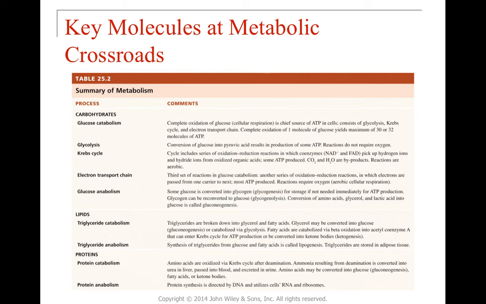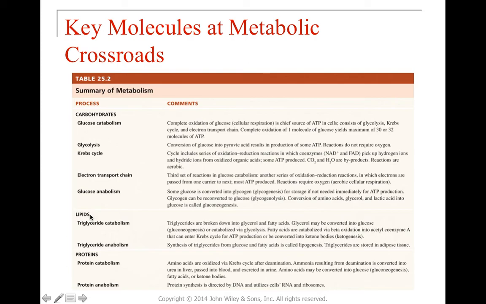We can also create glucose, and we do that using amino acids, glycerol, lactic acid, etc. And again, lactic acid isn't surprising because it just goes right back to pyruvic acid, which then goes right back to glucose. And that's called gluconeogenesis, is the creation of new glucose from amino acids, glycerol, lactic acid, etc. All right, so that's a summary of carbohydrate metabolism. Let's talk about lipid metabolism for a second.